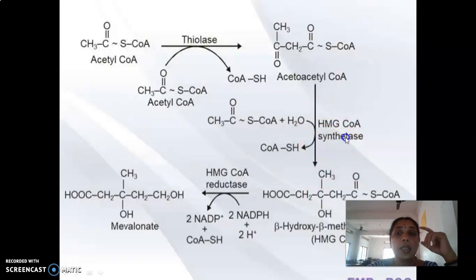And it's a synthase enzyme, not a synthetase. If it were a synthetase, then it might have required ATP. It's not an ATP requiring process, hence it is not a synthetase, it is a synthase enzyme. Right? So beta-hydroxy beta-methyl glutaryl-CoA. Now HMG-CoA is acted upon by the reductase enzyme, HMG-CoA reductase enzyme, where what is happening?